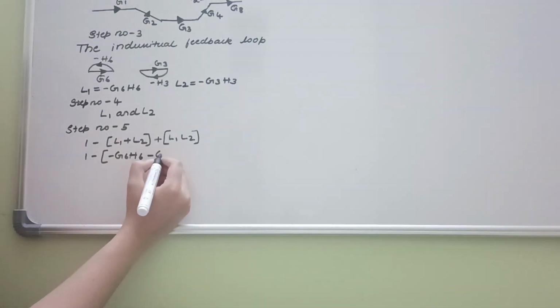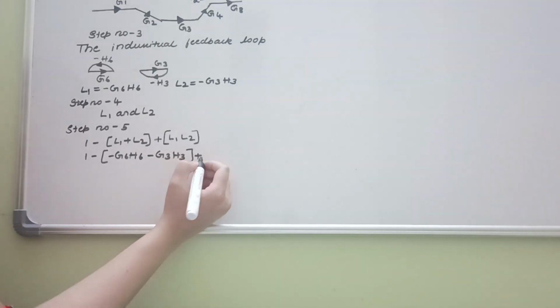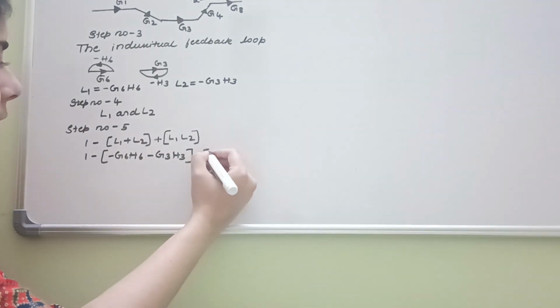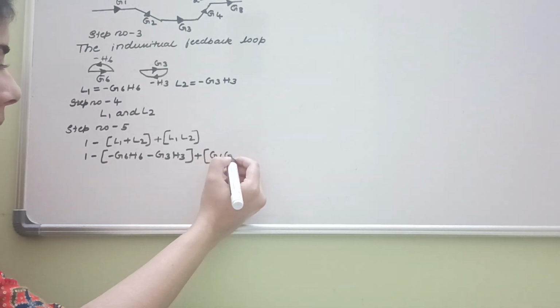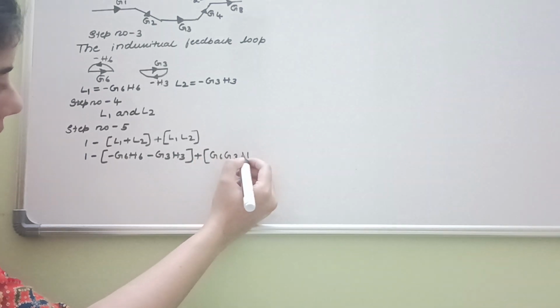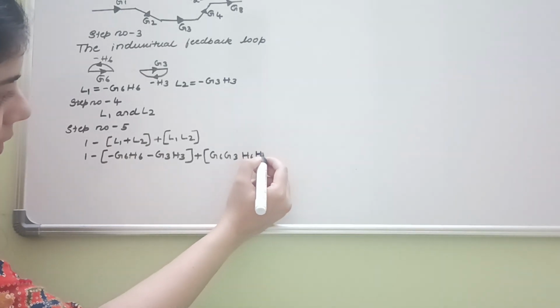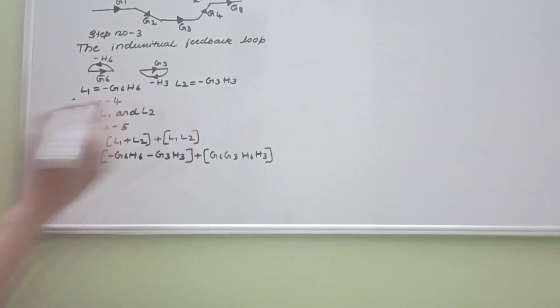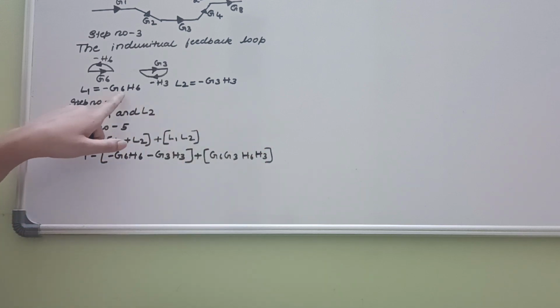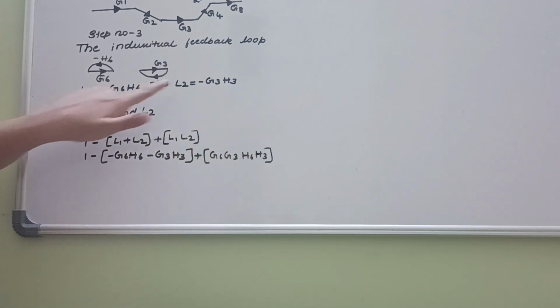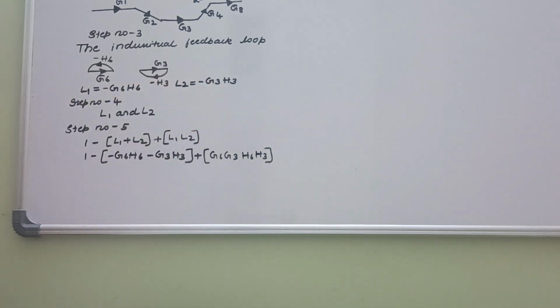So minus G3H3 plus what? Plus it is nothing but you get it as G6 G3 H6 H3, correct? Okay. So this is what I say, how G6, G3 and H6, H3 is because minus G6, H6 into minus G3, H3 yields me this.